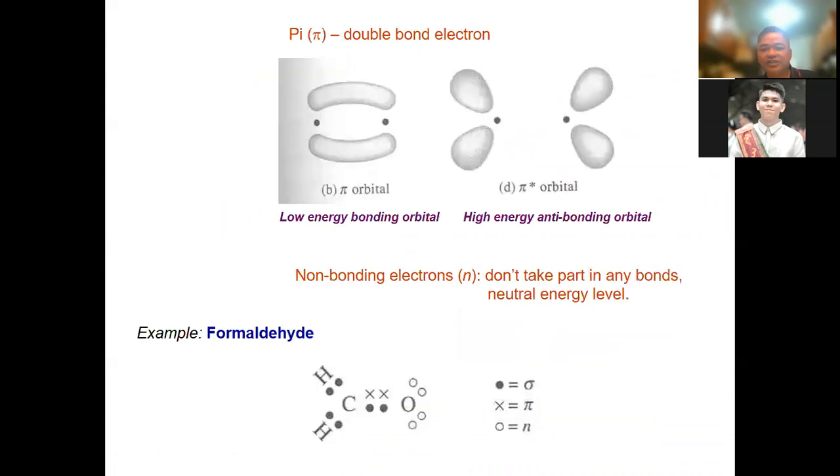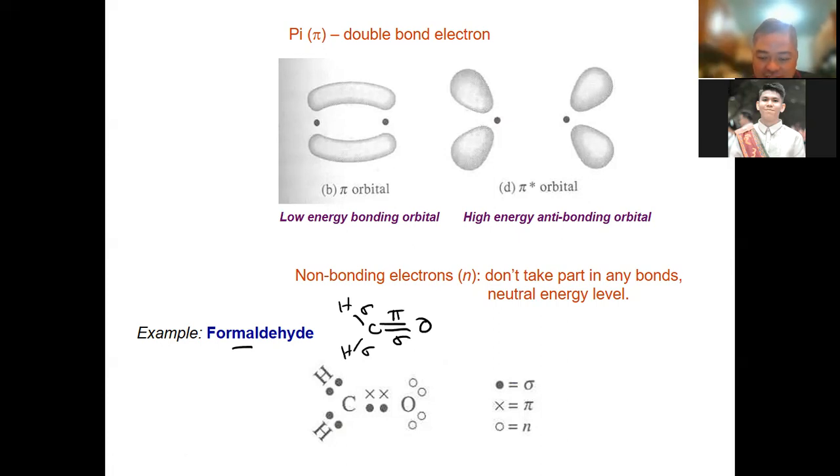And then you can also have the pi, so the pi to pi star transition. And then the n, this is just the non-bonding electrons, and they don't take part in any bonds. They're neutral energy. So if you're going to have a formaldehyde, whenever you have a double bond, what do you have? This is a sigma, this is a sigma. So you have a sigma here and a pi.